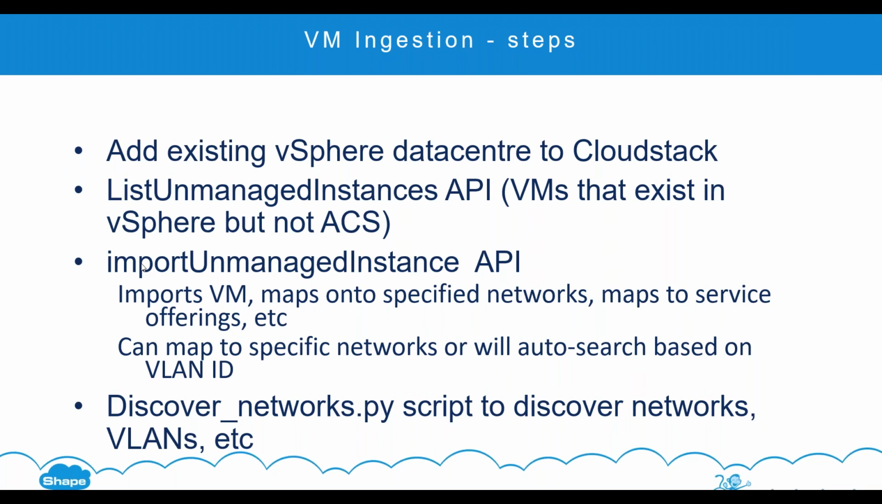Or we can leave a lot of those things out, and CloudStack will actually make those decisions for us. So, for example, with networks, it's got a very clever thing. If you don't specify the network ID, it will go and find the appropriate network based on the VLAN ID that it's got from VMware. It's some very, very clever functionality. There's also a script that's been created as part of it, which you can just use for discovering networks independently. So that's VM ingestion, and that's API only.